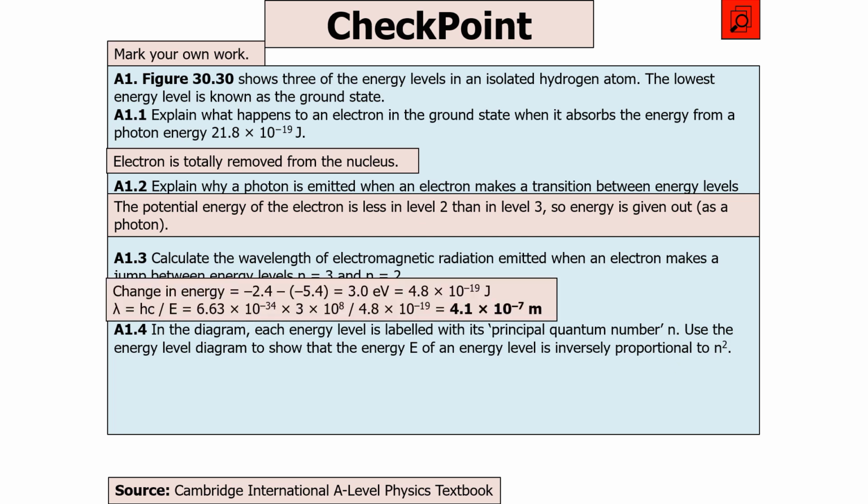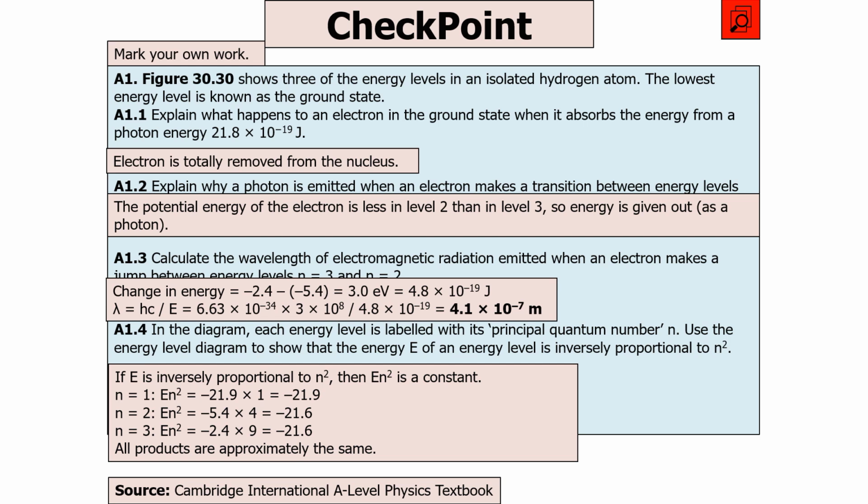And then to work out the jump, you work out your change in energy level, so it's going to be 3 eV. Convert that into joules by multiplying by 1.6 times 10 to the minus 19. You then say lambda equals hc over E, and work it through to be 4.1 times 10 to the minus 7 meters.